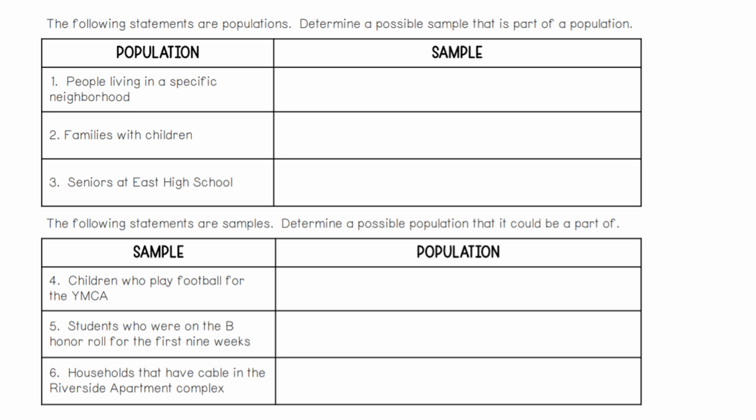The following statements are populations. Determine a possible sample that is a part of a population. There are many options that these could possibly be. I'm just going to give you an example of each one as we go through. The population is people living in a specific neighborhood. A sample from that population could be the elderly people within the neighborhood.